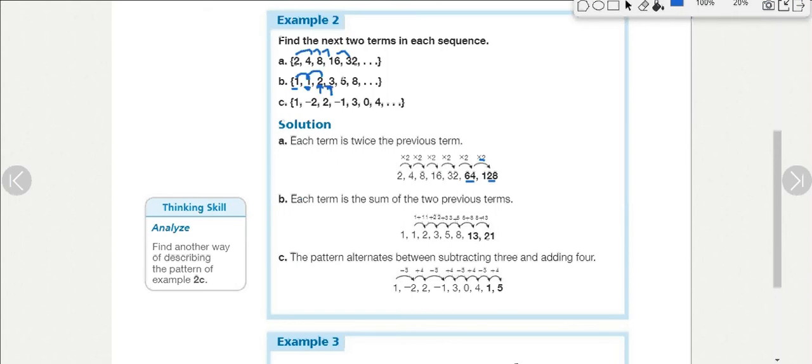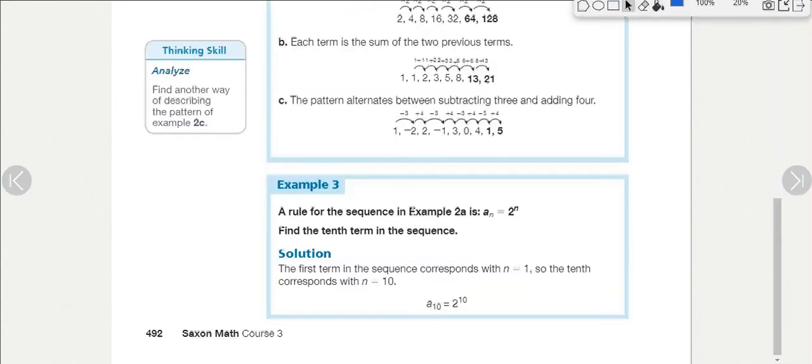And finally, C, it actually alternates between subtract 3, add 4, back 3, forward 4, back 3, forward 4, and we slowly get further. Very different type of pattern. Remember example 2 in case you get stuck and you can't figure out a pattern. Maybe it's similar to one of those. Okay, back to using the formulas.